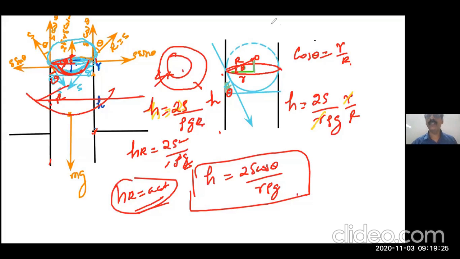Is it clear? And there are many numericals there. You can just check the numericals. Then I'm going to the next topic, heat. Heat and thermodynamics, next chapter, next unit. Unit 10, heat and thermodynamics.